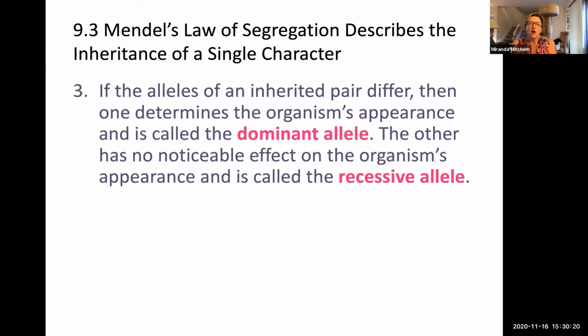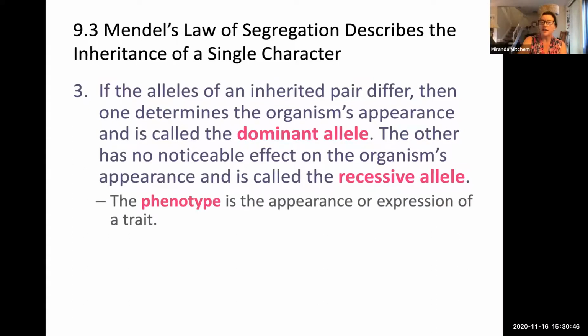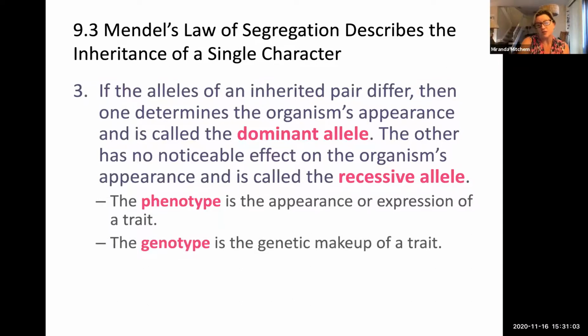Third, the law of dominance applies to this pattern. If we have different alleles in the pair, the dominant allele is what wins out in the phenotype. So we've got dominant and recessive alleles. And again, phenotype is the physical expression. The gene is the nucleic acid. The phenotype is equivalent to the protein. It's the product of the gene. And the genotype is just the individual genetic makeup of that particular trait.